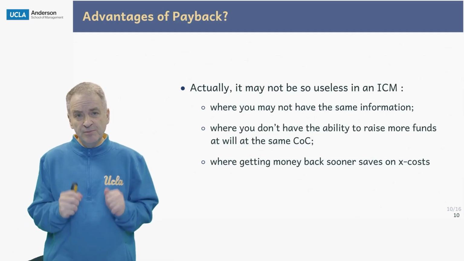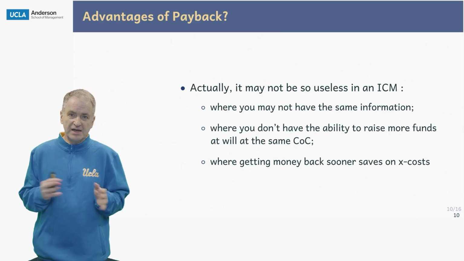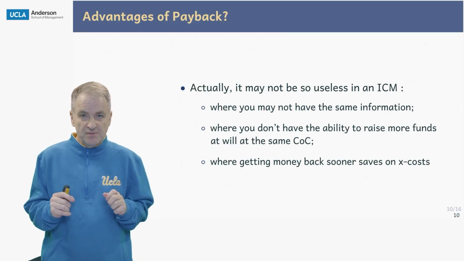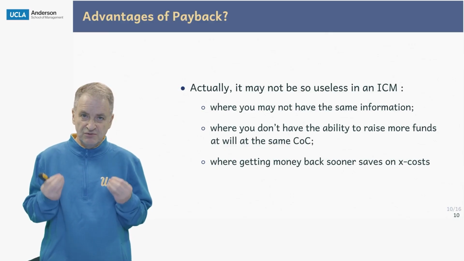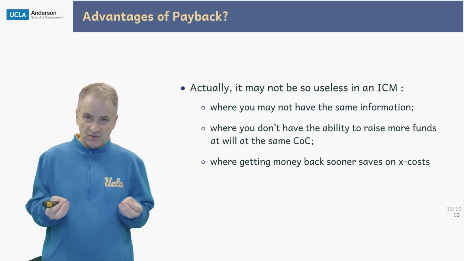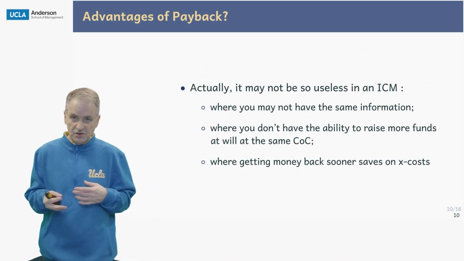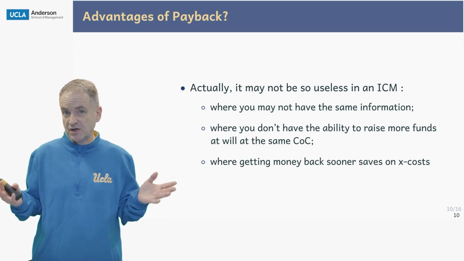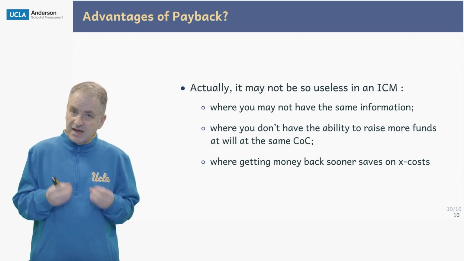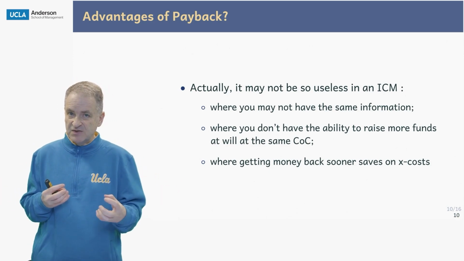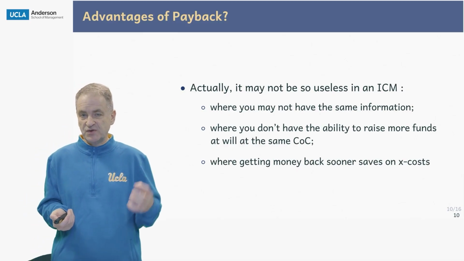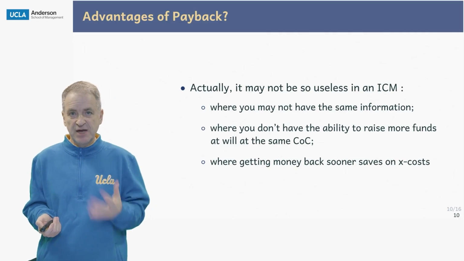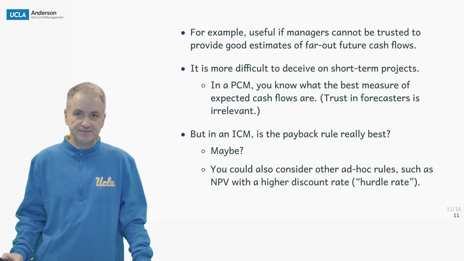Now, in imperfect capital markets, where not everybody has the same information, it may not be altogether that useless, because having the cash flow uncertainty resolved sooner makes it more trustworthy. It also happens under those circumstances that it's harder for you to raise capital at the same cost of capital. So having money come in sooner actually helps you on the transaction costs, on the capital raising costs. Under those circumstances, payback is a little bit more useful.